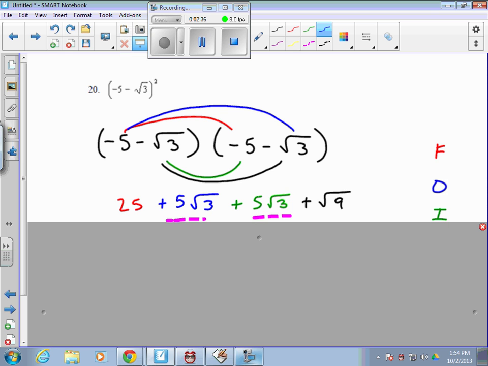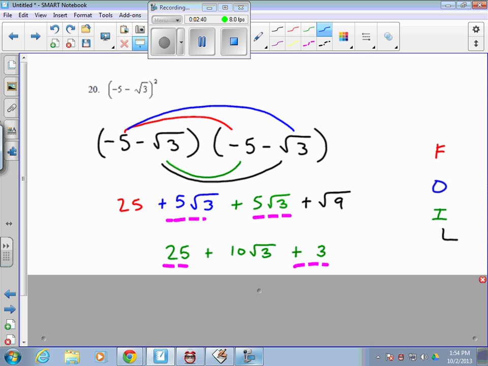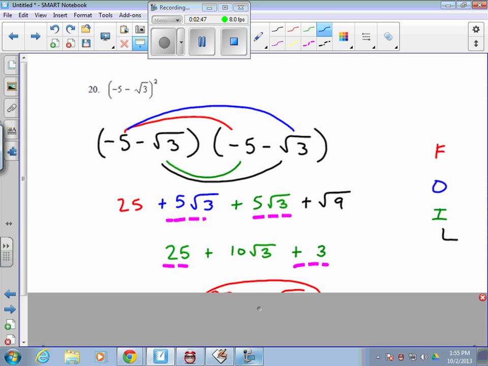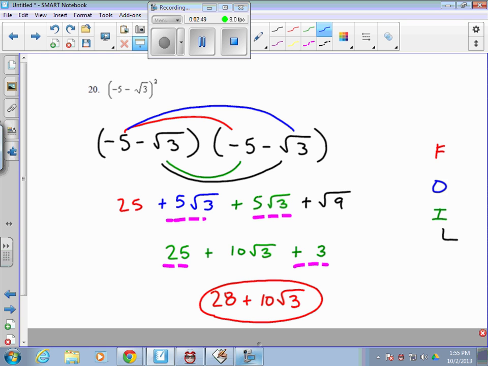You have like terms again because they have the exact same radical, 3 in this case. 5 plus 5 gives you 10 times the square root of 3. And the square root of 9 is 3, which becomes a like term or a constant with 25. 25 plus 3 is 28, plus 10 times the square root of 3.